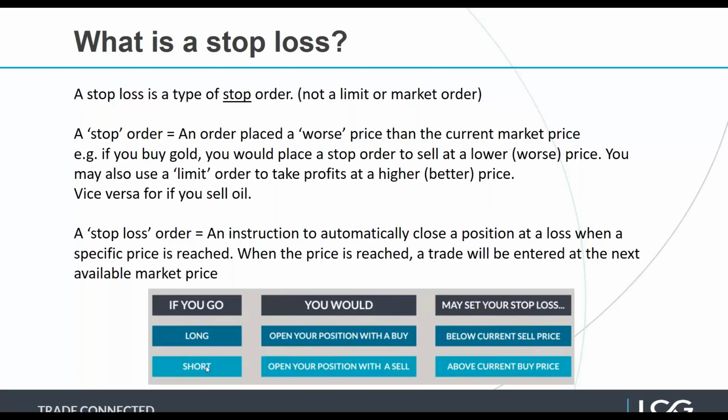Shorting obviously means you're selling the market, so you open your position with a sell. So your stop loss is above the current price, and it's a buy order.